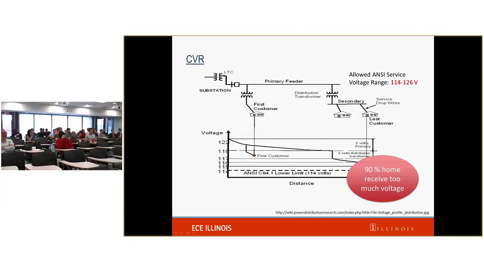True, but you don't pay for the resistor loss, right? The industrial customer pays for it, but the residential customers don't pay yet.